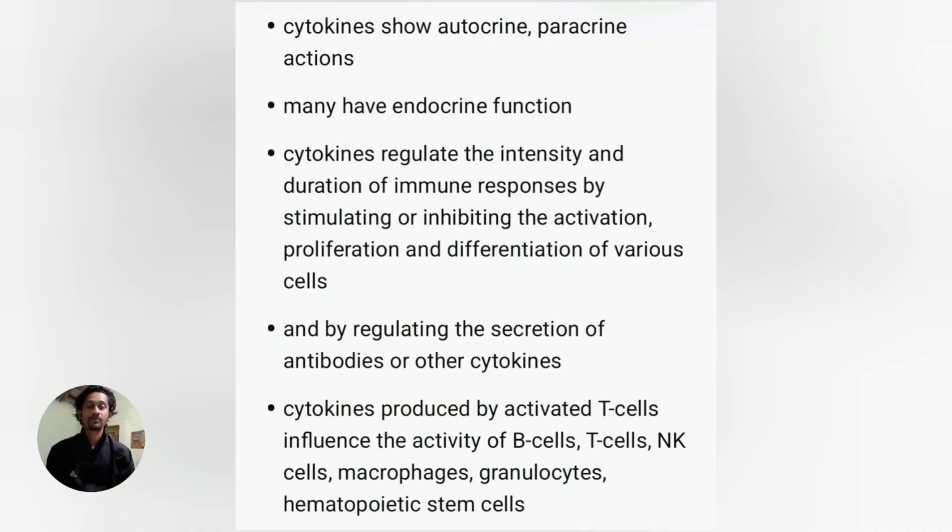Cytokines also perform autocrine and paracrine function. They may also perform endocrine function. Autocrine function means cytokines bind to the receptor of the cell that secreted them. In paracrine function, cytokines bind to the receptor of cells in close proximity. Cytokines are actually produced by T helper cells.